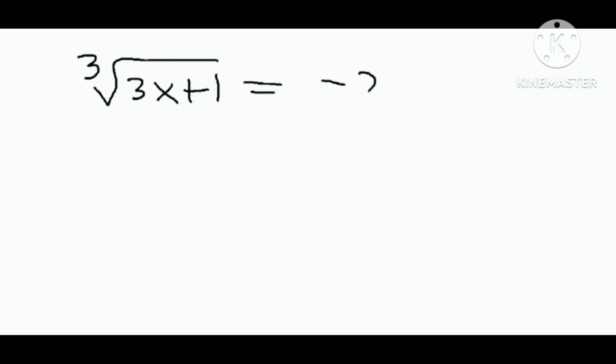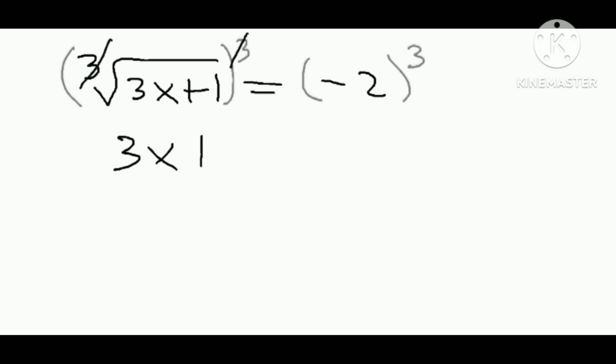Try this one. The cube root of 3x plus 1 is equal to negative 2. So go ahead and solve it. For this problem, we need to raise both sides to the 3rd power in order to solve for x. So the radical is gone. So we just have 3x plus 1 on the left side. So negative 2 to the 3rd power, that's negative 2 times negative 2 times another negative 2, which is negative 8. So now we can just solve for x, as we've been doing before.